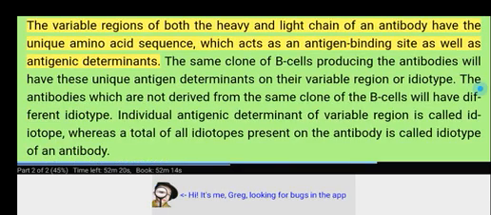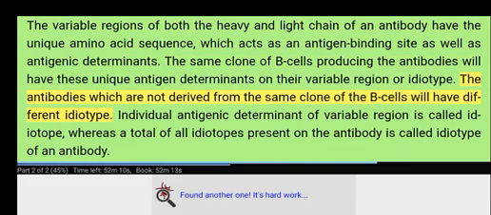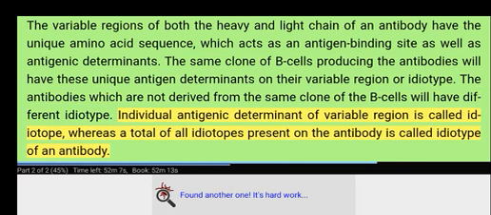Idiotype. The variable regions of both the heavy and light chain of an antibody have a unique amino acid sequence, which acts as an antigen binding site as well as antigenic determinants. The same clone of B cells producing the antibodies will have these unique antigen determinants on their variable region, or idiotype. The antibodies which are not derived from the same clone of B cells will have a different idiotype. An individual antigenic determinant of the variable region is called an idiotope, whereas the total of all idiotopes present on the antibody is called the idiotype of an antibody.